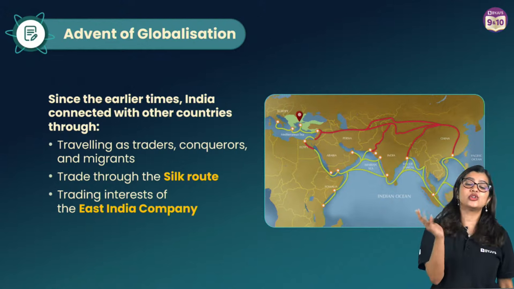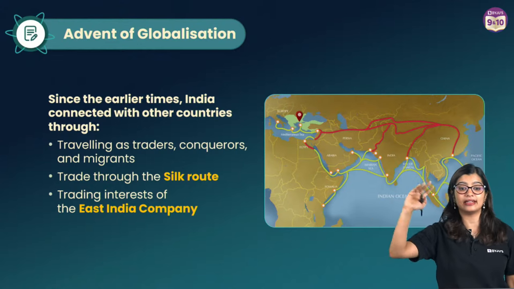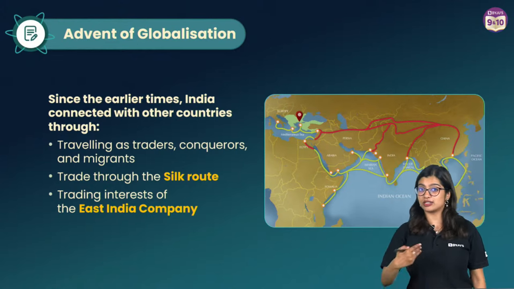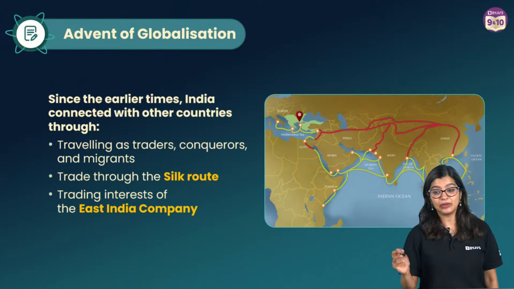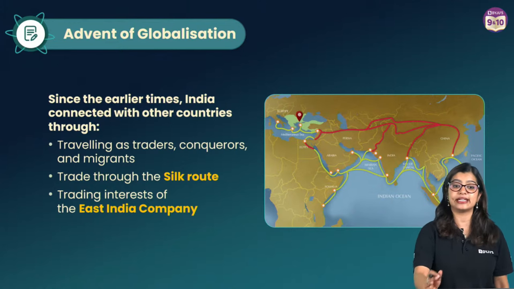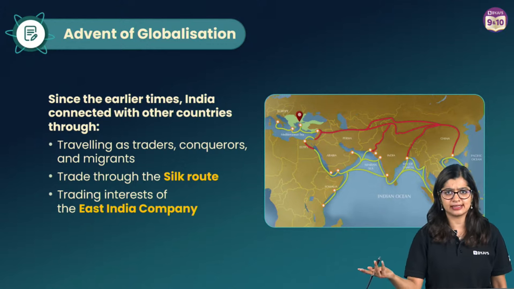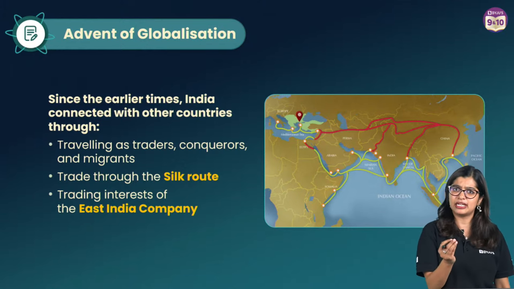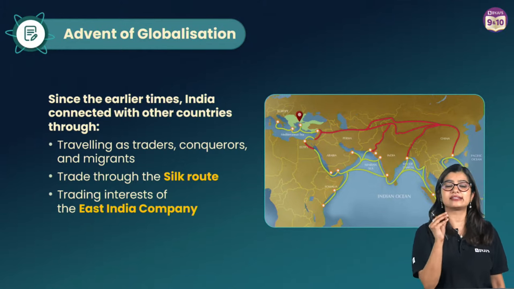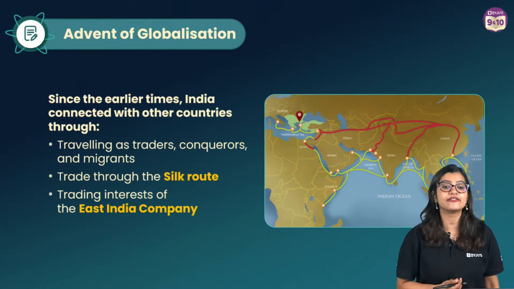Now, globalization is not something which has happened only in the past 10 or 15 years, when smartphones and fast foods and all of that came in. Rather, globalization happened way in the past also. If you look at your history lessons, the chapter Nationalism in India, why did the East India Company come into our country in the first place?